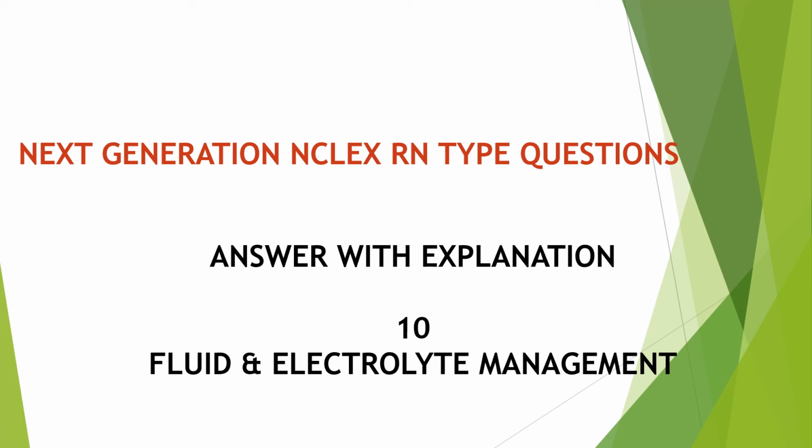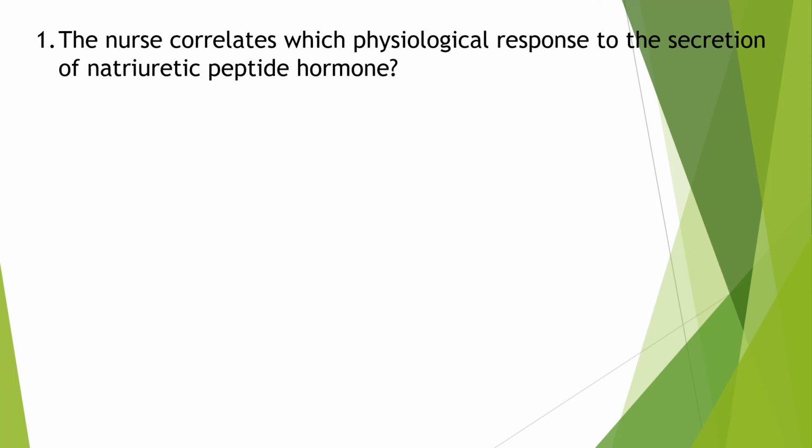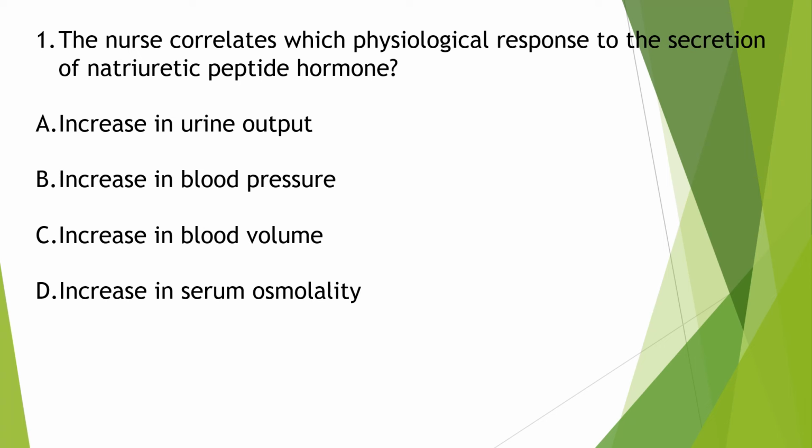Hi, let's see an NCLEX RN video based on fluid and electrolyte management. The nurse correlates this physiological response to the secretion of natriuretic peptide hormone. The options are increase in urine output, increase in blood pressure, increase in blood volume, increase in serum osmolality.